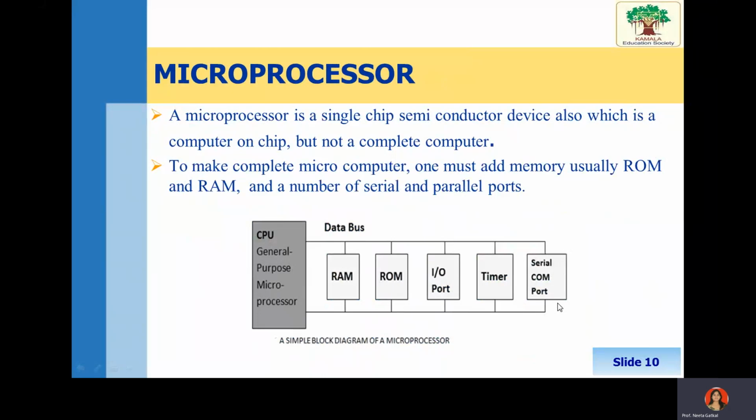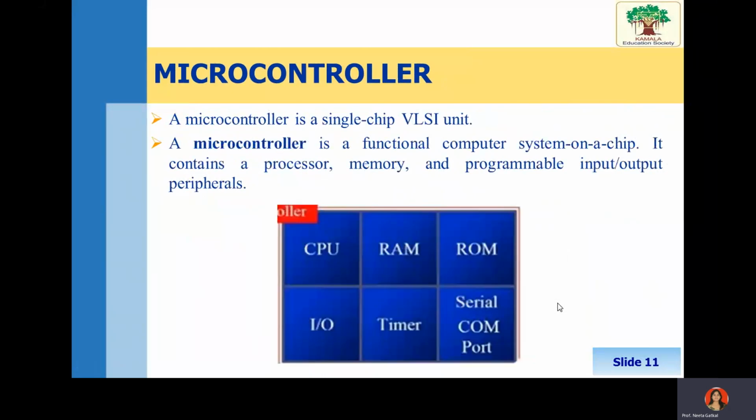Now the next one is the microcontroller. In the next module, you will come to know what is meant by microcontroller, what the different types of microcontroller available are, and how to use the microcontroller for an embedded system. I will just go over the microcontroller briefly. A microcontroller is a single chip VLSI unit. A microcontroller is a functional computer system on a chip.